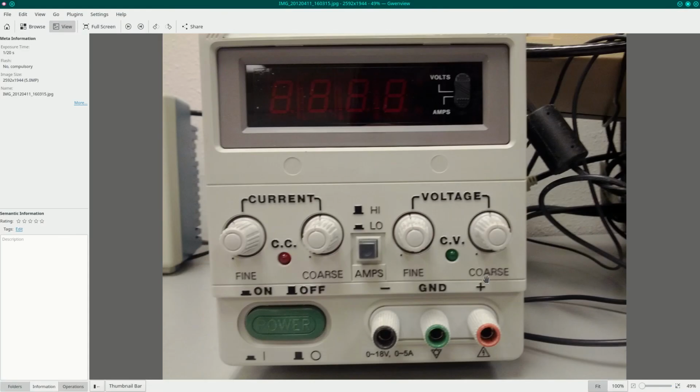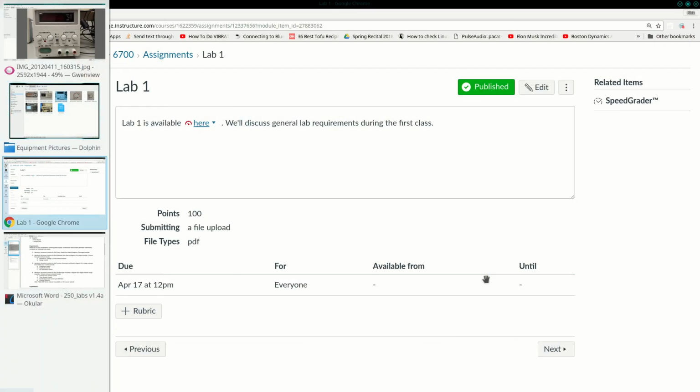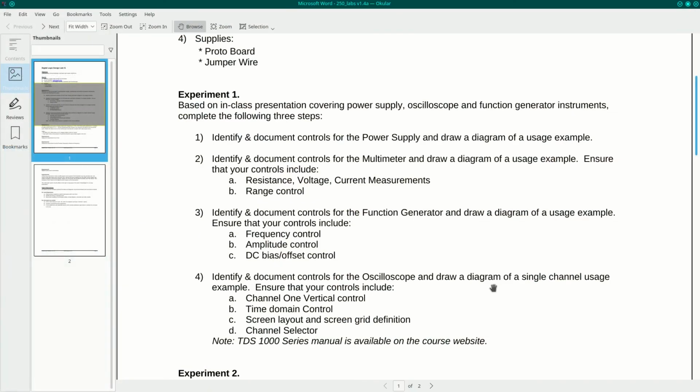So here's the power supply. You've worked with this before, right? Your goal in experiment 1 is basically you want to identify what the different controls, the different knobs and buttons and displays are on each piece of equipment. You're not trying to recreate the instruction manual for this. You're just trying to sort of learn a little bit about basic operation.